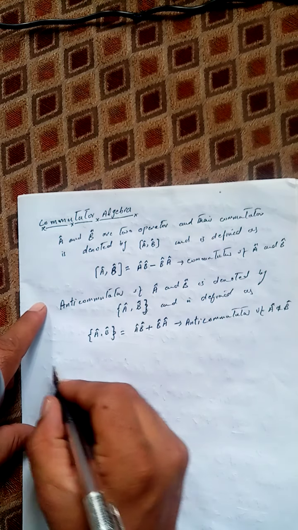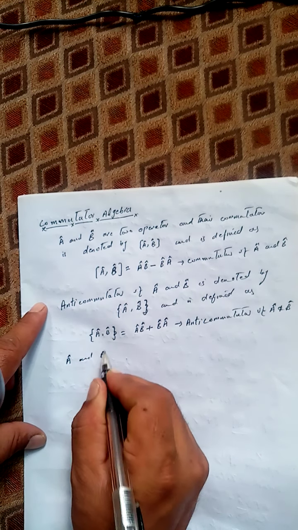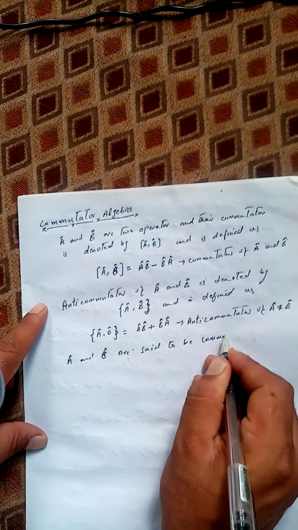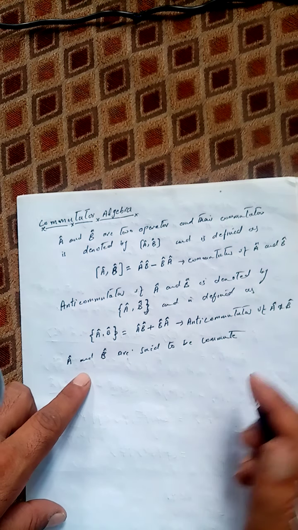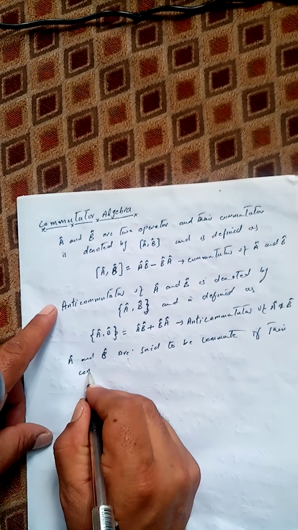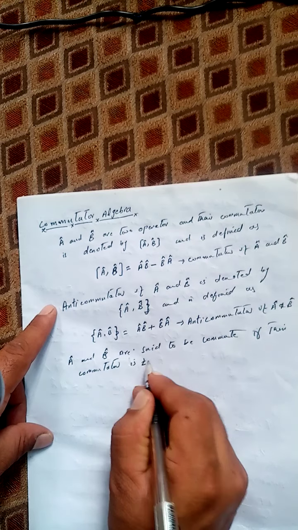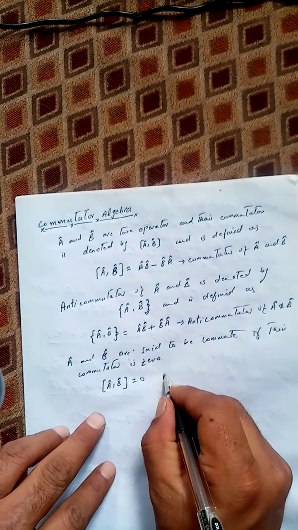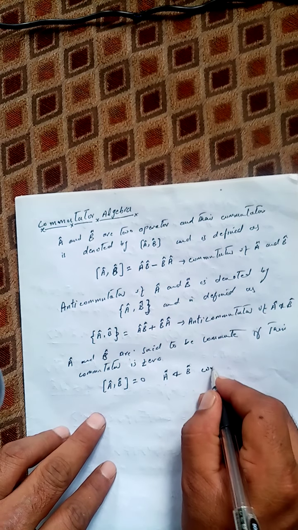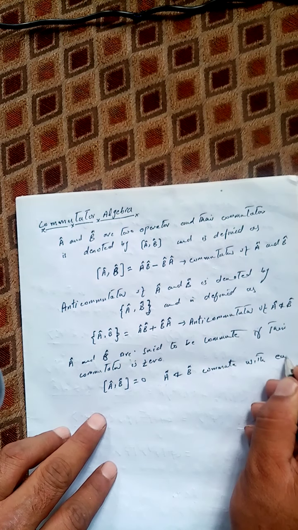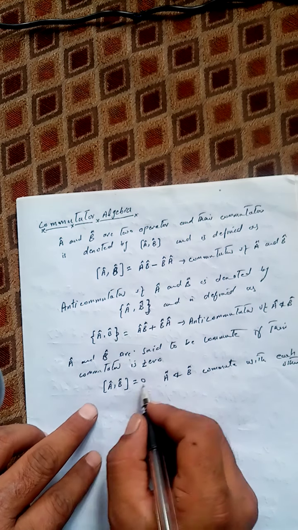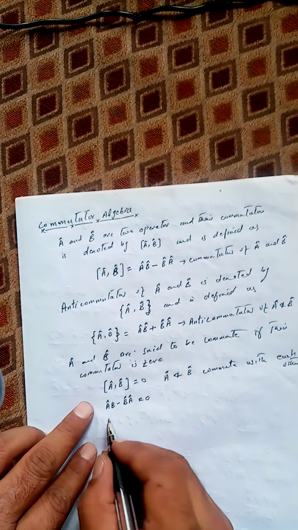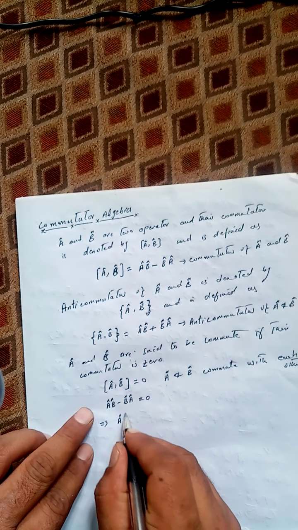Now, two operators A and B are said to commute if their commutator is zero. That is, if the commutator of A and B is equal to zero, then we say that A and B commute with each other. If the commutator is zero, then AB minus BA is equal to 0, or from this we can say that AB is equal to BA.